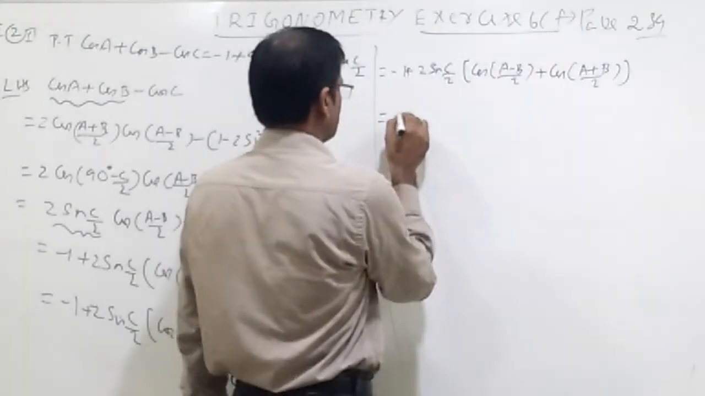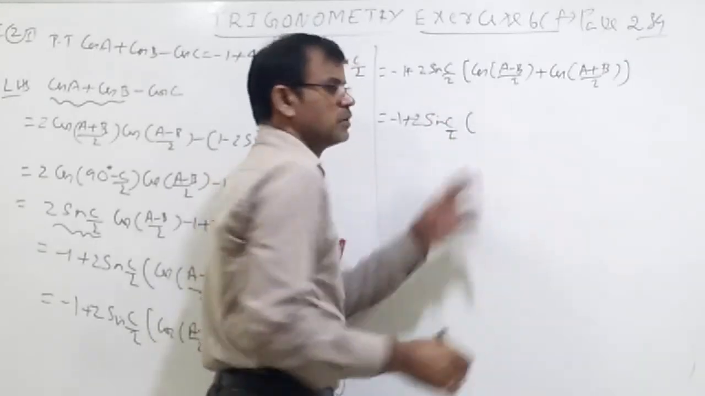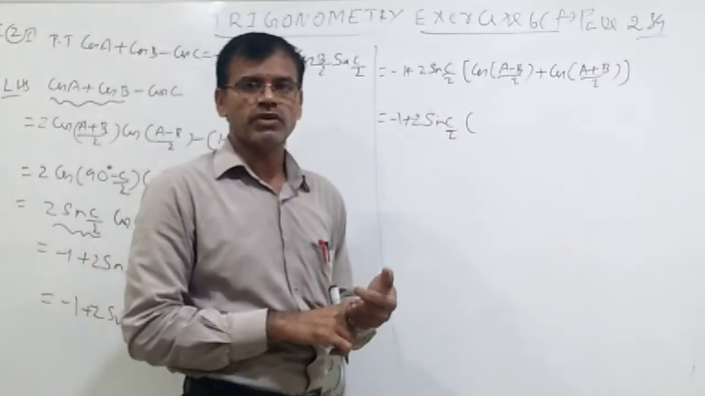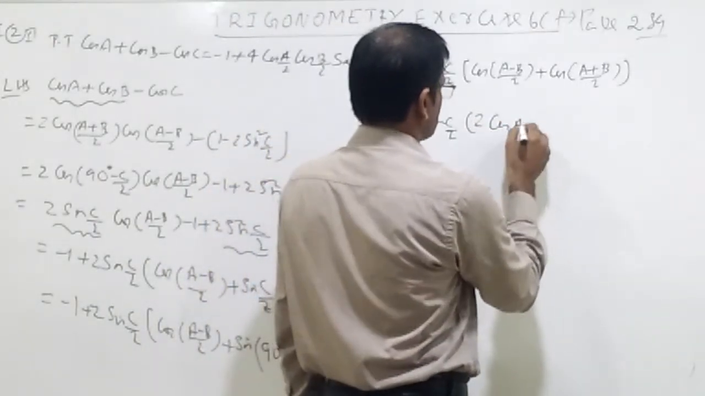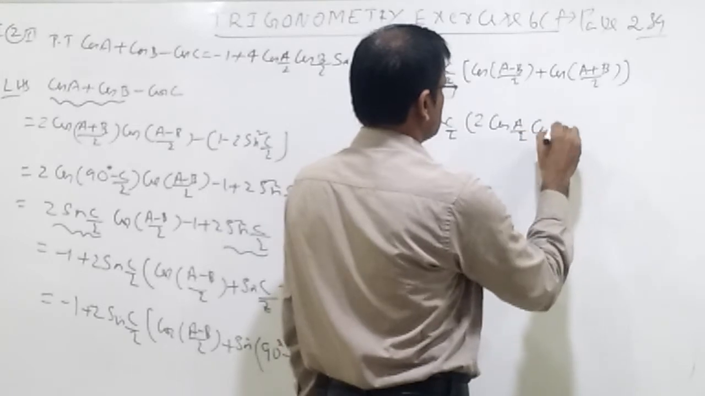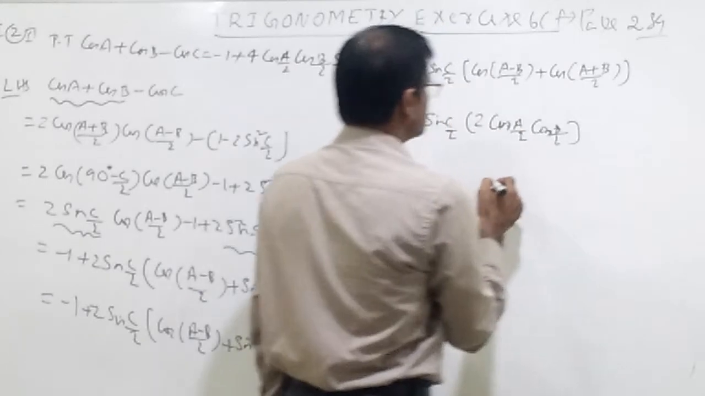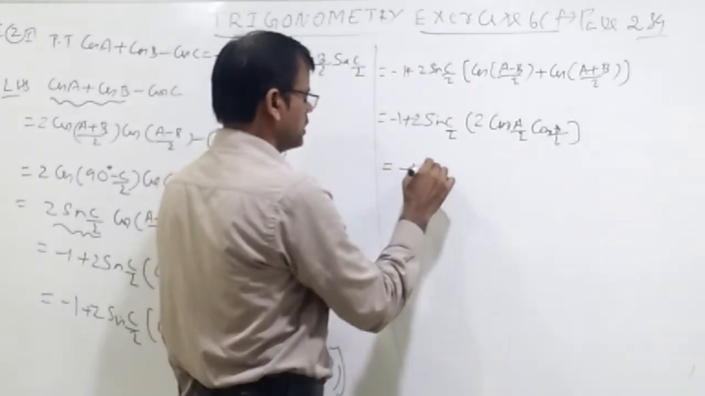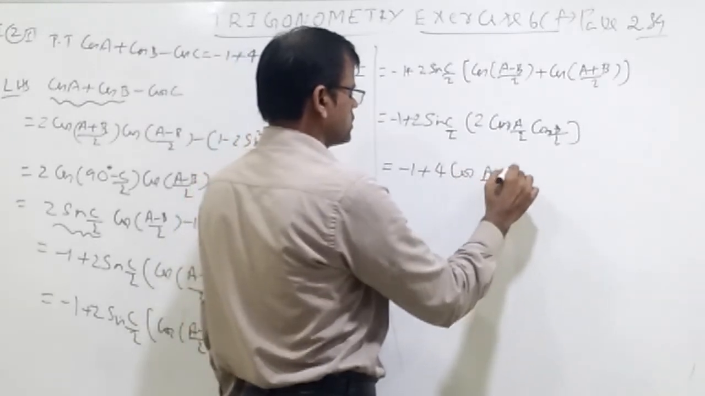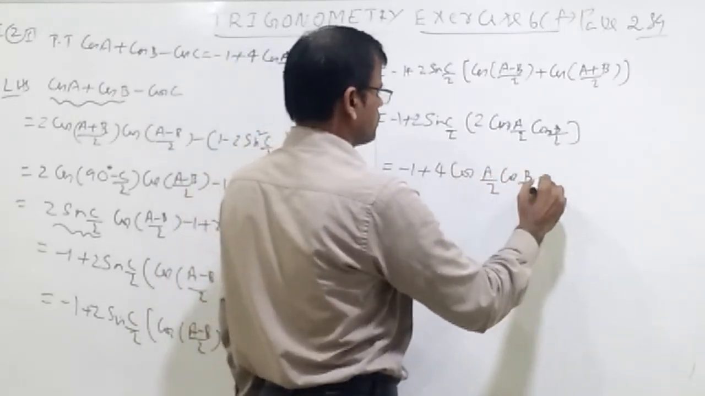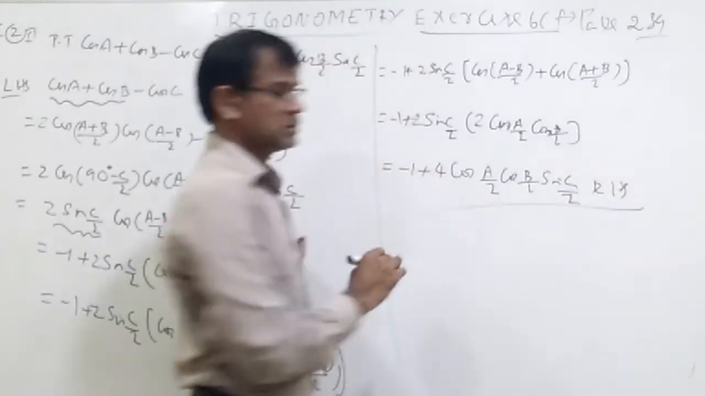That is equal to minus 1 plus 2 sin C by 2 into cos(A minus B) plus cos(A plus B) formula, which is 2 cos A cos B. So apply here 2 cos A cos B, meaning 2 cos A by 2 into cos B by 2. This is cos, don't get confused. 2 cos A by 2 into cos B by 2, minus 1 plus, this is 4, 2 twos are 4, into cos A by 2 into cos B by 2 into sin C by 2. This is RHS.